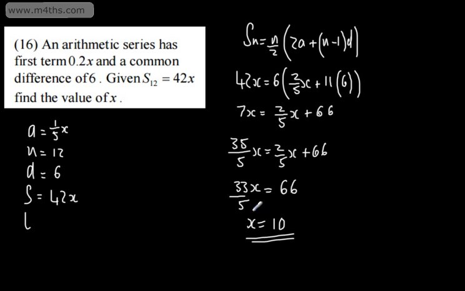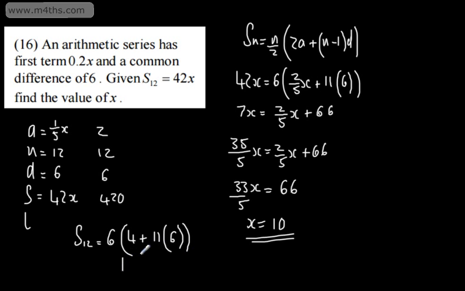Now, if you wanted to check that that works, you could simply substitute in here. So one fifth of x would be 2, n is 12, and the difference is 6. We should expect to see 420. So the sum of the first 12 terms is 12 over 2, which is 6, times 2 lots of a, which is 4, plus 11 lots of the difference, which is 6. So 6 multiplied by (4 plus 66), 6 plus 4 is... sorry, 4 plus 66 is 70, and 6 times 70 is of course 420.